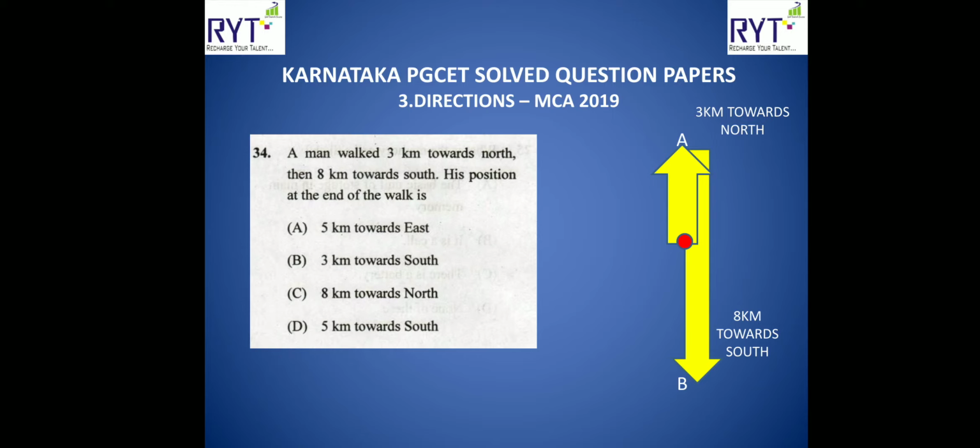His position at the end of the walk is, which direction is he facing now? The beginning point was this one, O, that is in red color. From there if you calculate, he is actually facing towards south. So here he had traveled 3 kilometers, then 8 kilometers south, which means 8 km minus 3, so this will be 5 kilometers towards south. That is option number D. Option D is the answer.